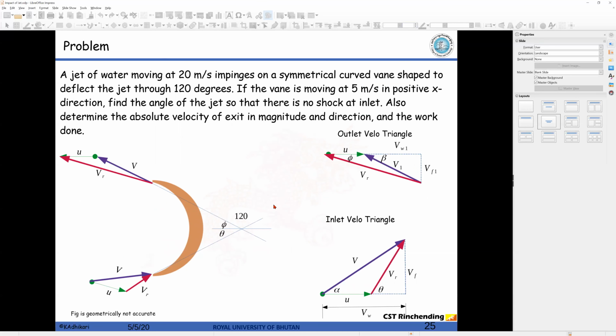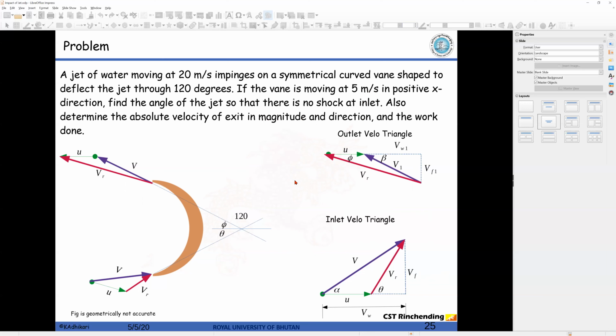And you can try solving this problem, which says a jet of water moving at 20 meters per second strikes a symmetrical curved vane shape to deflect the jet through 120 degrees. The initial direction was this much, and it was deflected through 120 degrees. If the vane is moving at 5 meters per second in the positive x direction, find the angle of the jet so that there is no shock at inlet. Also determine the absolute velocity at exit in magnitude and direction, and the work done.